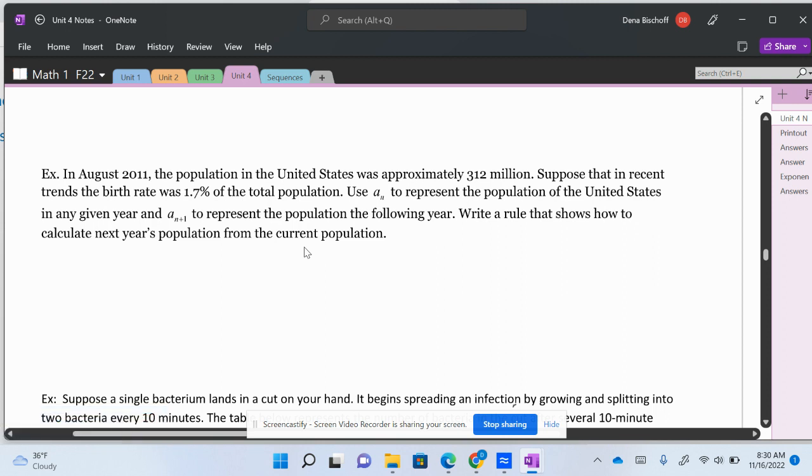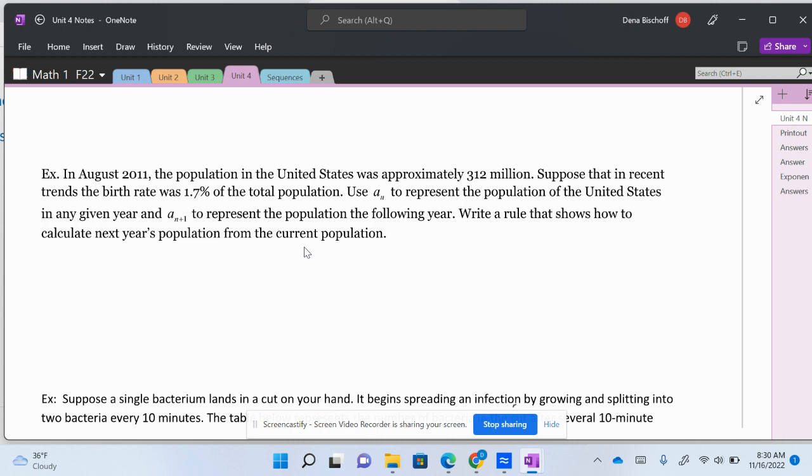So in 2011, the population in the US was approximately 312 million. So let's just write out what that looks like. 312 million looks like this. Suppose that in recent trends, the birth rate was 1.7% of the total population. Use A to the N to represent the population in the United States. So that's like this right here for right now. And A to the N plus 1 to represent any year after the 2011. So we're going to write a rule to show how to calculate the next year's population.